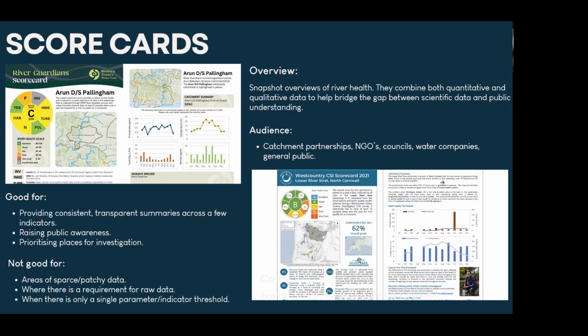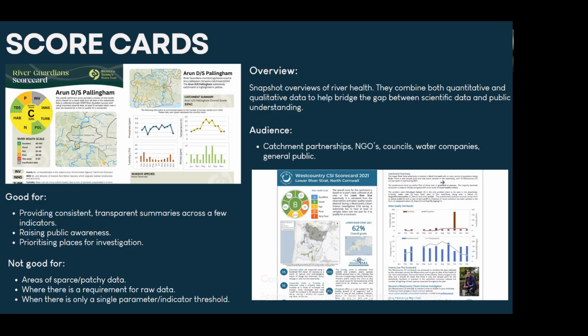So they provide really consistent, transparent summaries across several indicators. They're really good for building public awareness, and they can also help prioritise areas for investigation. So if you were doing this across a whole catchment scale, you can identify the areas that are perhaps scoring not so good. But even if you did it on a smaller tributary basis, you could still produce these and you'd get to track that change over time.